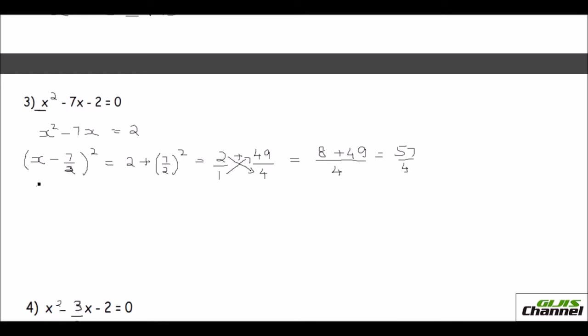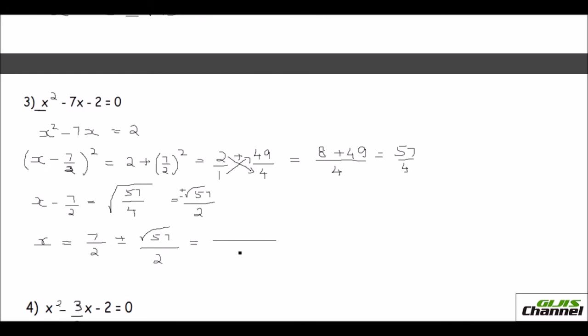Now take the square to the other side. So you get x minus 7 over 2 is equal to square root of 57 over 4. 57 is not a perfect square root. So I can write this as plus or minus square root of 57 divided by square root of 4, which is 2. Now my answer would be x equals, take the 7 over 2 to the other side, 7 over 2 plus or minus root 57 over 2. Since the denominators are same, I can write that in common, 7 plus or minus root 57 over 2. So that would be your answer for this question.